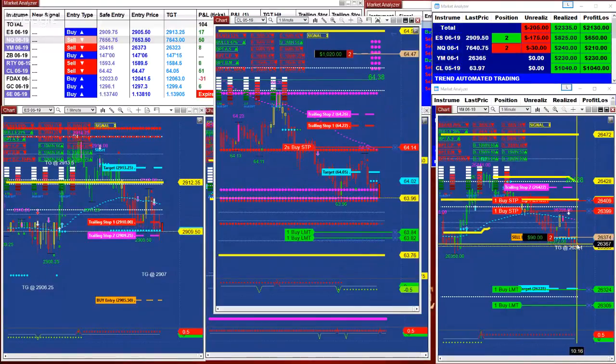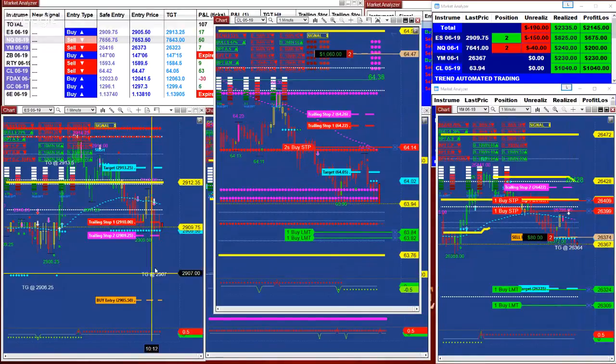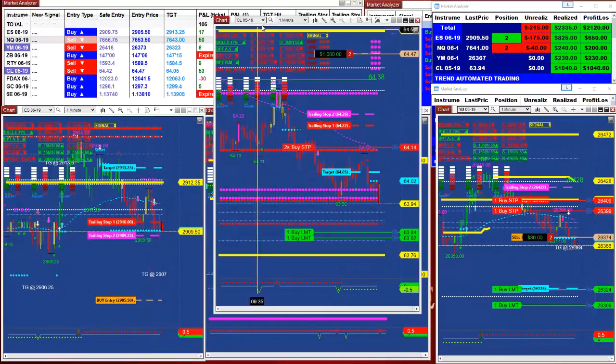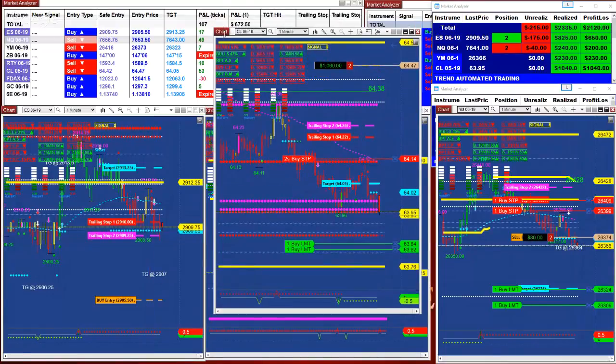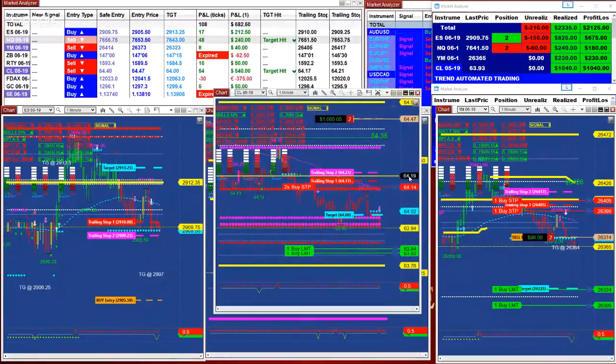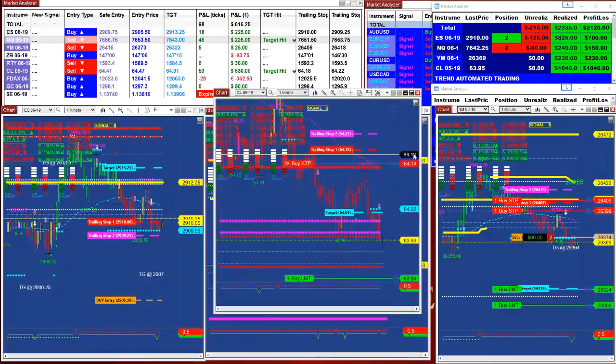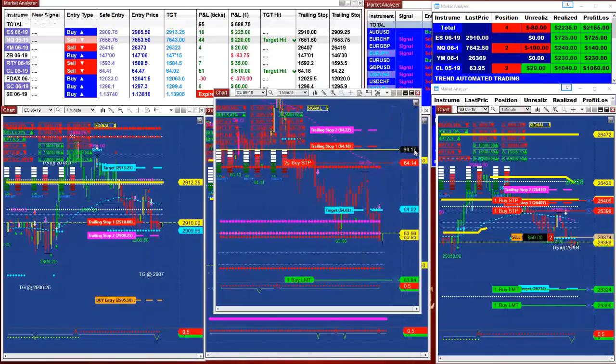On the YM, we are doing very well. There is nothing holding this YM. The minute we get the new signal on the ES, we are expecting some heavy drop in the market. So we're just waiting on the ES to get the sell signal, and then we are okay.